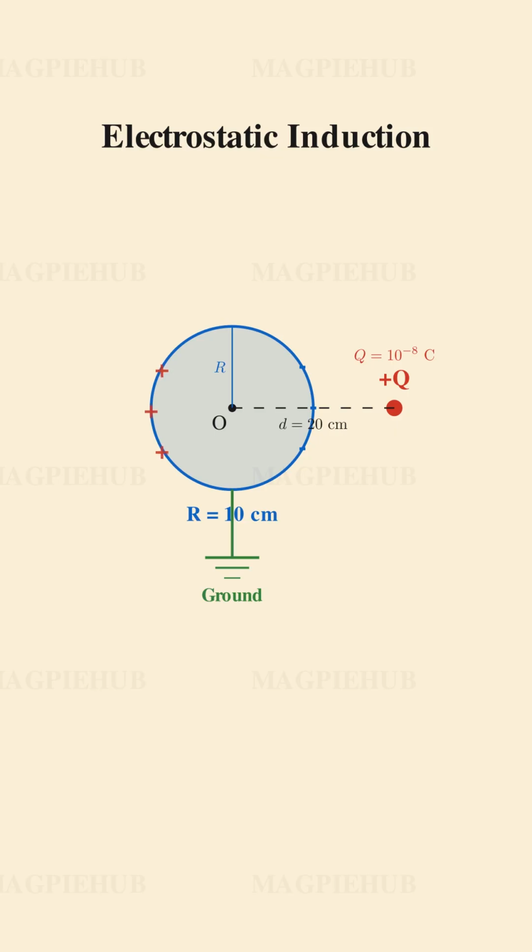Positive charges flow to the ground, leaving only negative charge on the sphere. Then the ground is removed. Finally, the point charge is moved 10 cm further away, to a total distance of 30 cm from the center of the sphere. Here is the question.